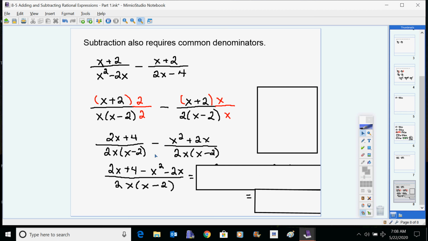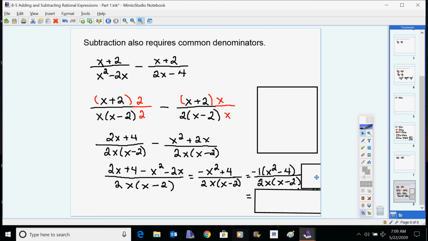Once again, watch out for this minus, because this minus needs to get distributed to both of the terms in the numerator. Minus x squared minus 2x. So we're going to put our like terms together. Well, wait a minute. 2x minus 2x, that's gone. So I have this. Now we need to factor. Remember, if we have a minus out front, you always want to factor out a negative 1. So we will do that.